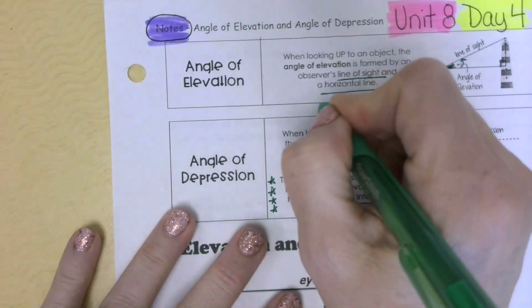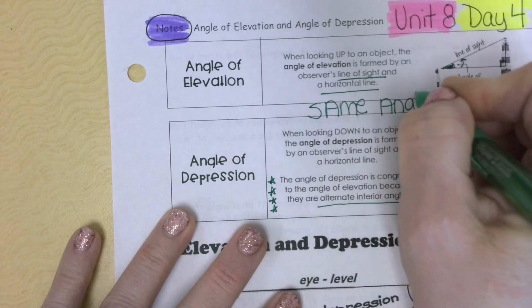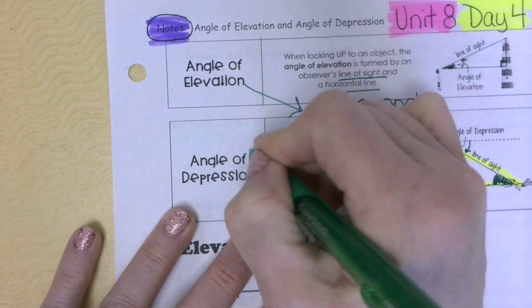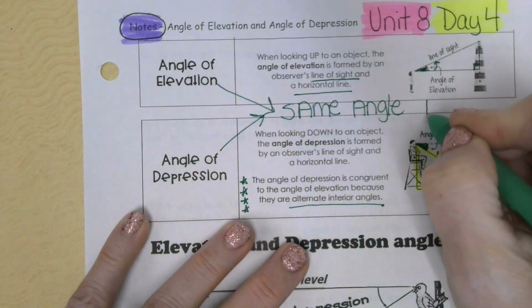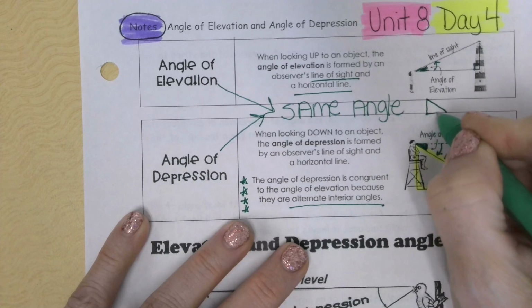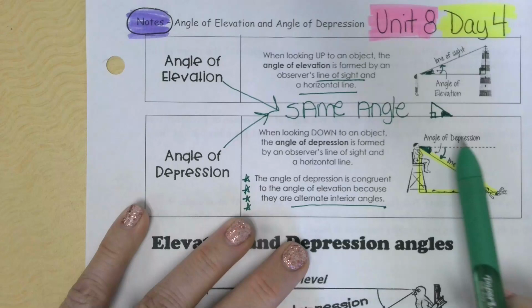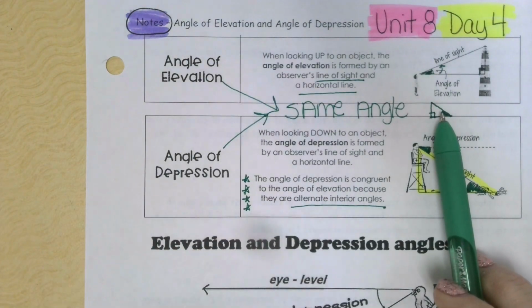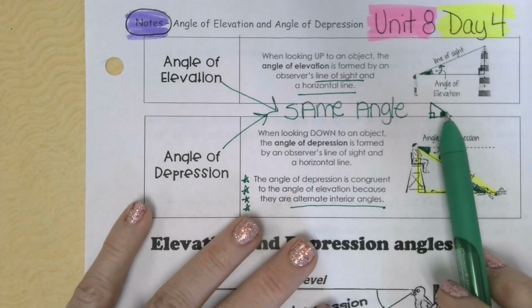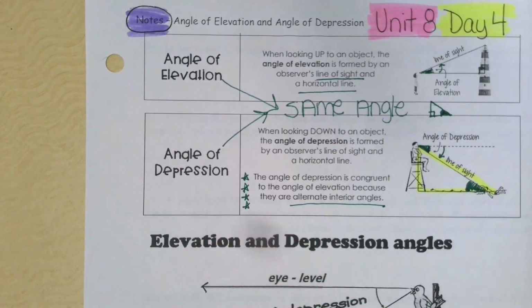So let's put here, all right, they are the same angle. And let's draw a triangle. Make sure it's a right triangle and color that angle in. Okay, so that means in our word problems, the only time you're not going to use this angle is if it tells you something specific about this angle up here. Okay, and we'll have some of those happen.